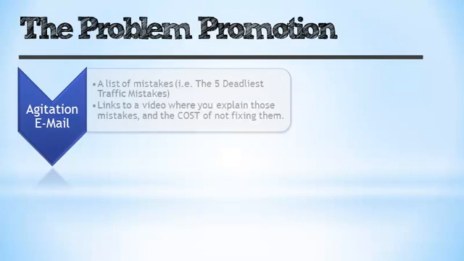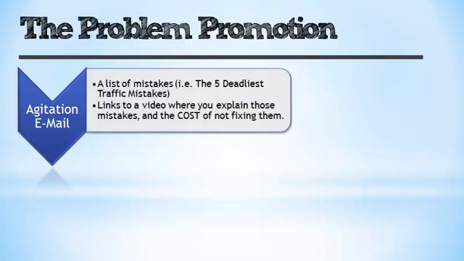The first email that you send them is either a free report, or a link to a video, or a link to a blog post that gives them a list of mistakes. Okay, so if you were doing internet marketing, you could say, the 5 deadliest traffic mistakes, or the 5 SEO mistakes that you never want to make, or the 10 biggest problems with X, or whatever. Okay, and in the email you bring that up, and then when they click, the click links to a video where you explain those mistakes and what they are and the cost of not fixing them.